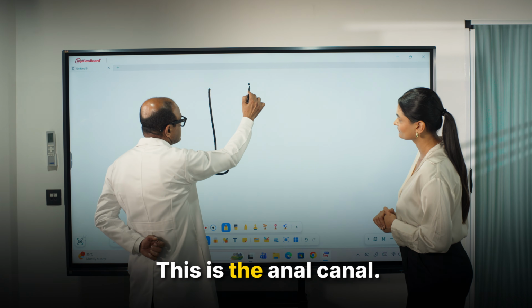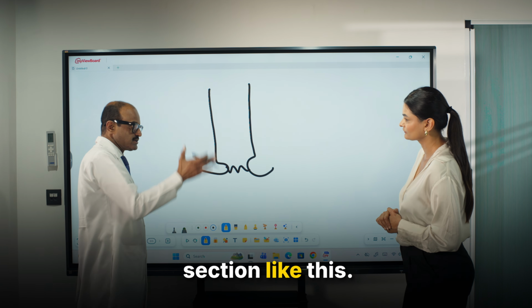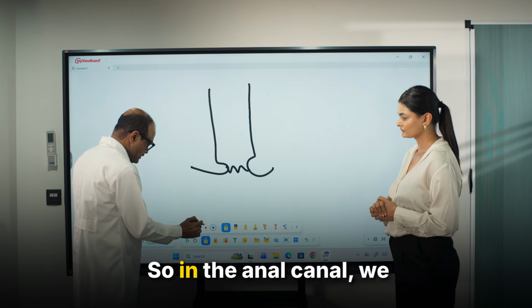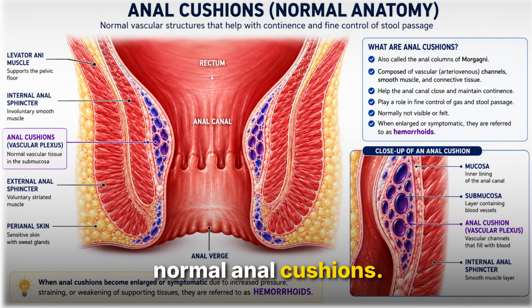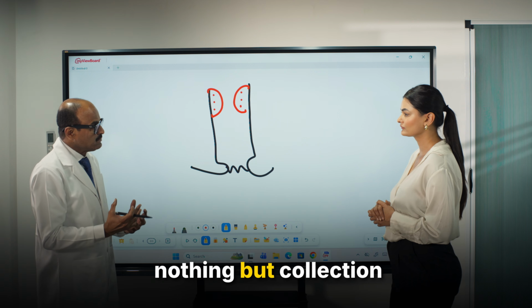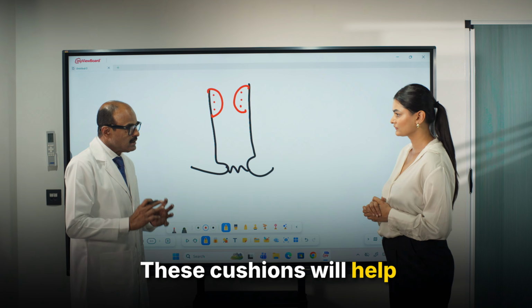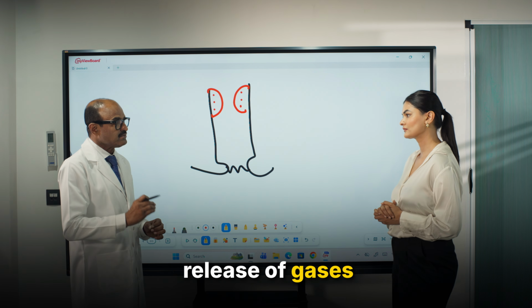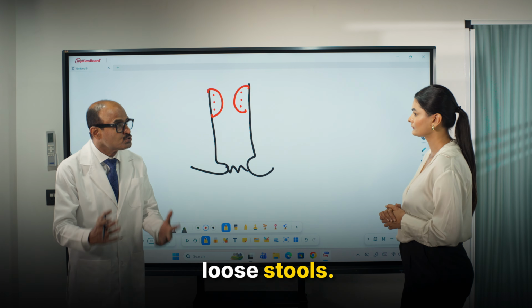This is the anal canal, and this is the junction. I've taken a section like this. So in the anal canal, we have something called normal anal cushions. These cushions are nothing but a collection of blood vessels. These cushions help in controlling the release of gases and loose stools.